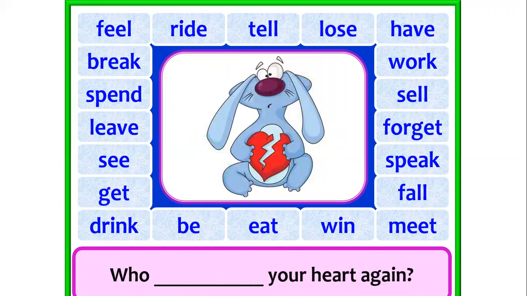Following example, who your heart again? We can see this nice teddy and the heart is broken. So who has broken your heart again? Broken is the past participle of break. So who has broken your heart again? The sad little bunny or Teddy.